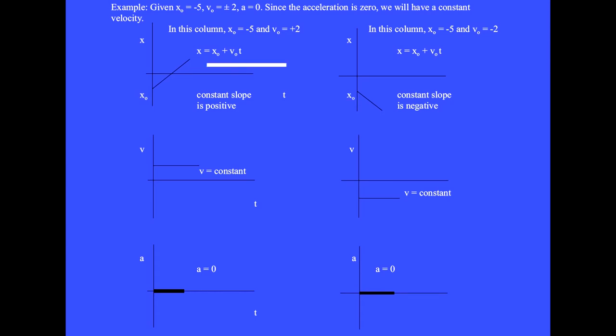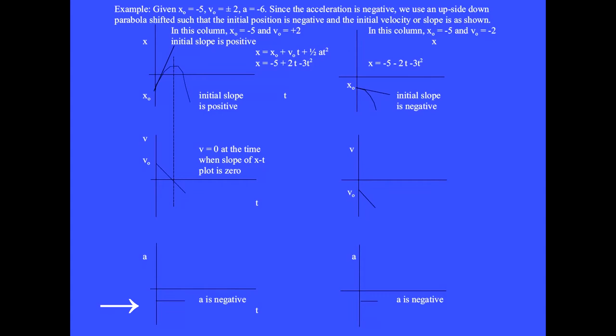This looks like the equation y equals mx plus b. In this case, the slope is v0, which is the initial velocity. In this plot, the initial velocity is positive, and this constant slope is positive or uphill. In this plot, the initial velocity is negative and constant, so the slope is constant and downhill.